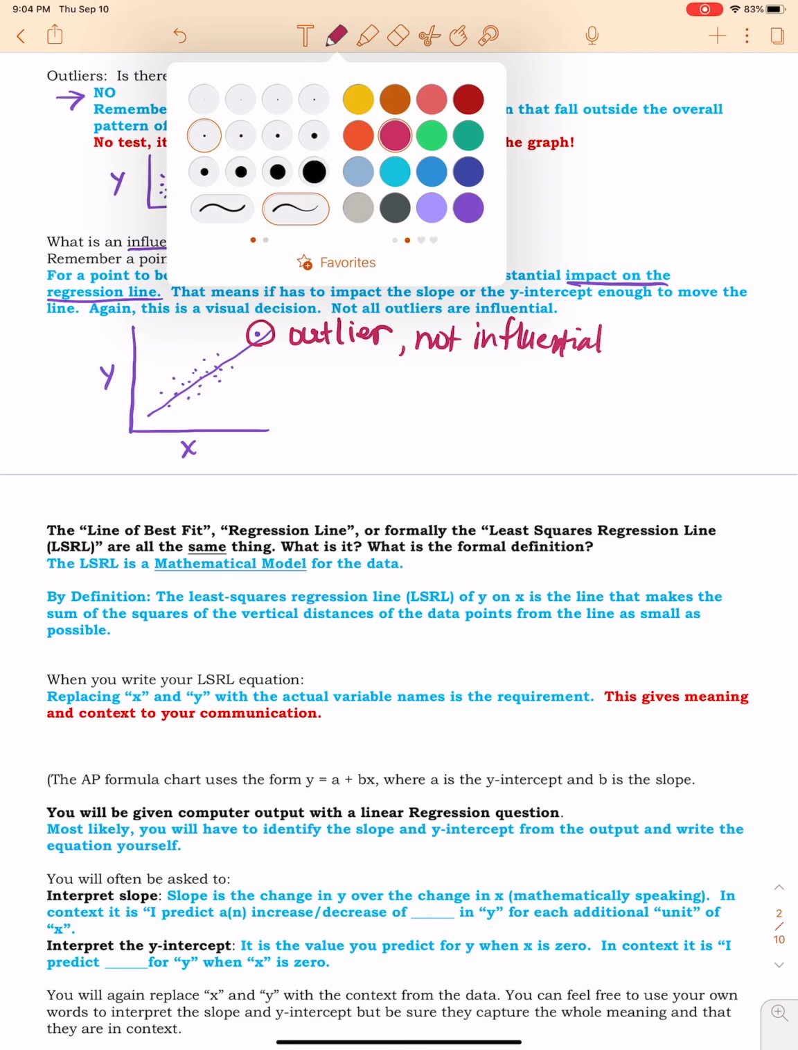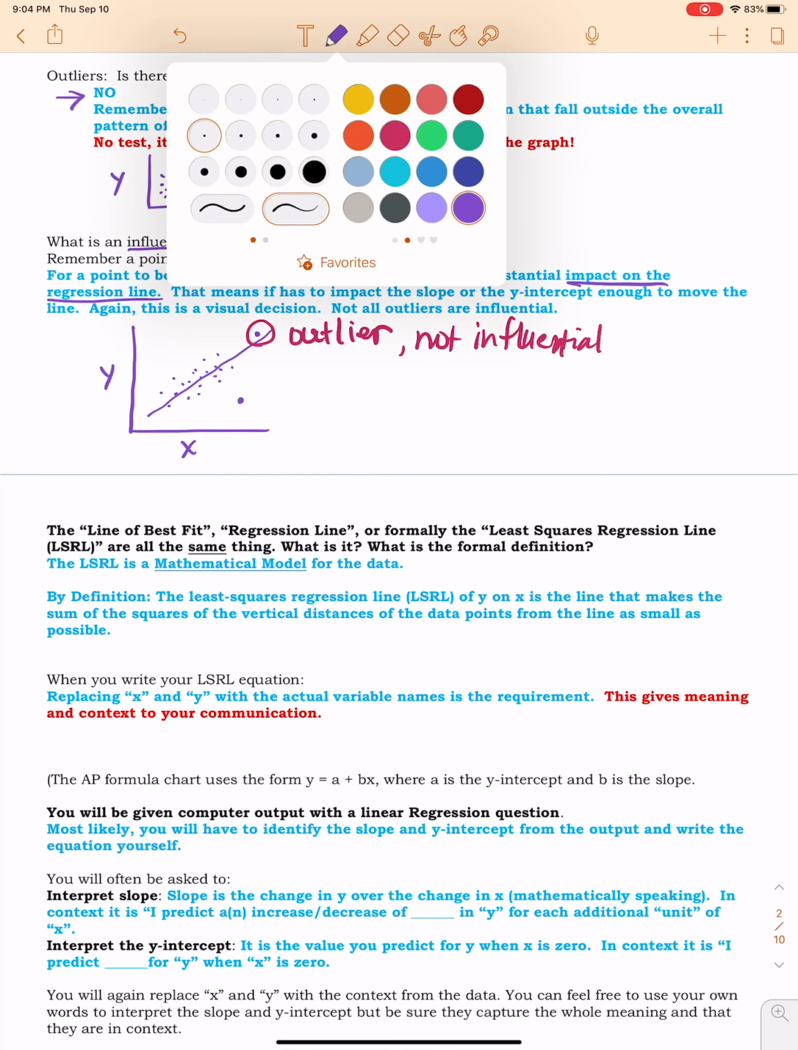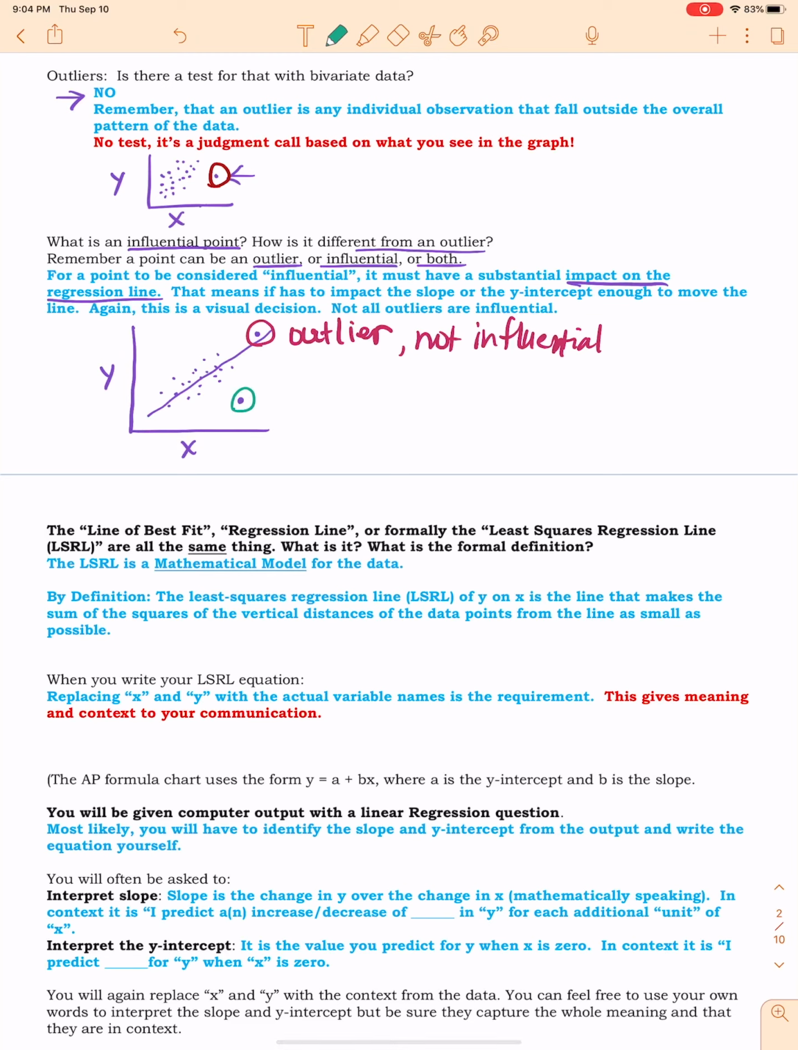Okay, so what if I have a point out here? Is that an outlier? Absolutely. It's outside of the trend of the data, so it is an outlier. Is this one influential? This one is influential. See how it's lower than the rest of the data? So what's it going to do? It's going to pull that line lower. Now it is going to have a great impact on the slope and the y-intercept. So this one is influential.